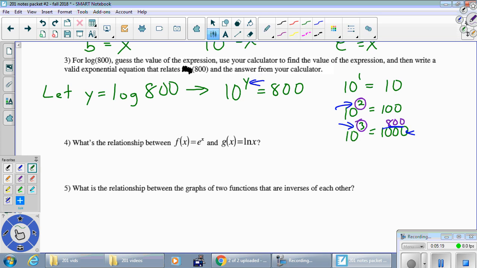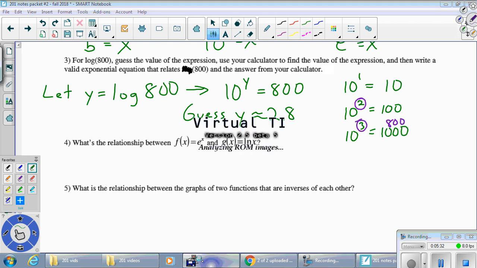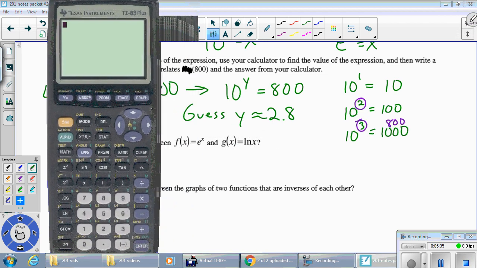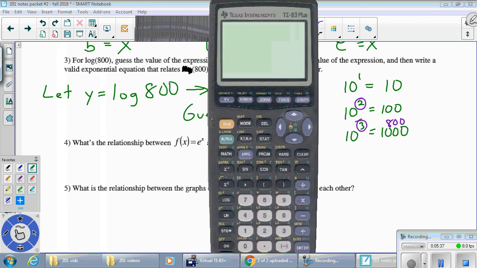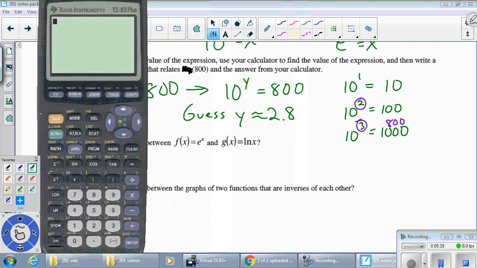So maybe we can guess. I don't know, y is roughly, so we said closer to 3 than 2. How about 2.8? Really don't know. But something between 2 and 3, closer to 3. And then we'll just practice on the calculator. Make sure you can find this button. So log of 800 is all we're doing here. Log of 800 is what we're typing. The log button is on the left-hand side on my calculator. Expecting a number between 2 and 3, closer to 3. Good, pretty darn close to 3. So from the calculator, 2.903.